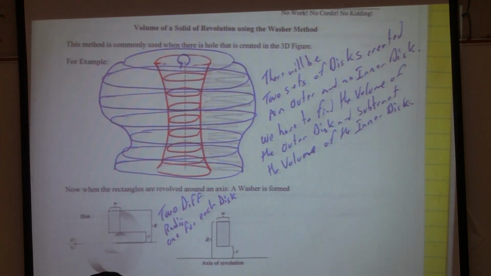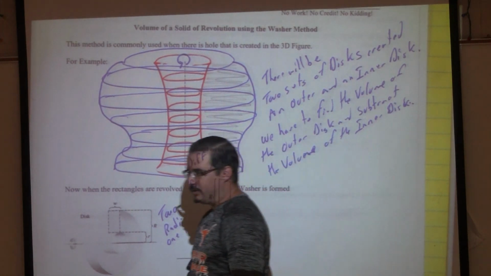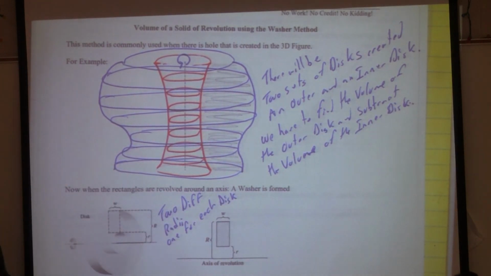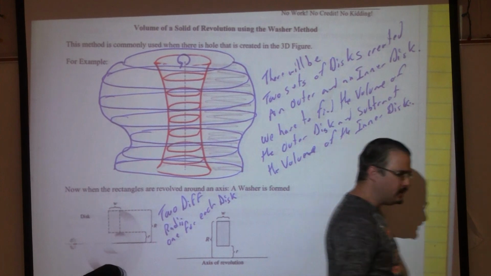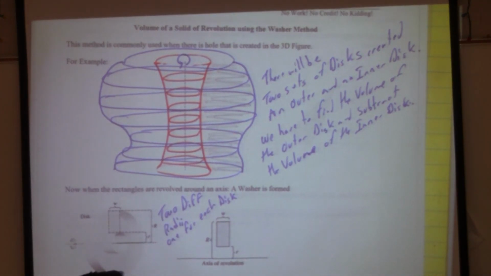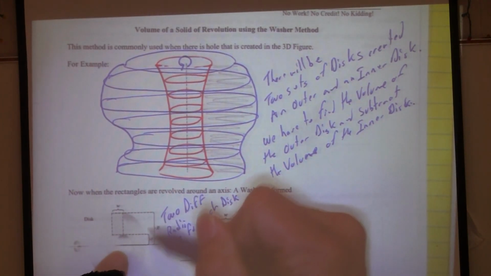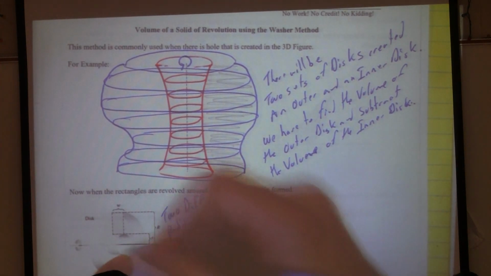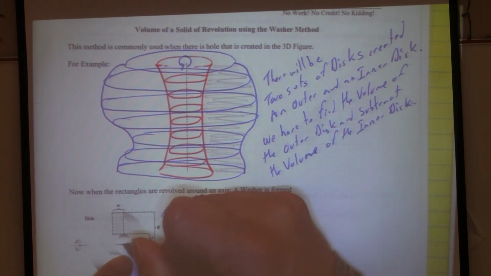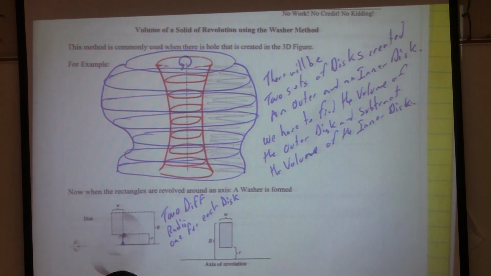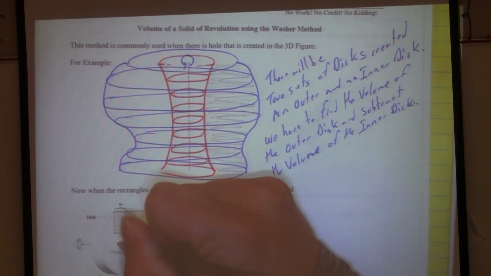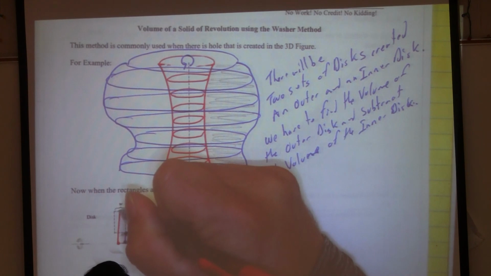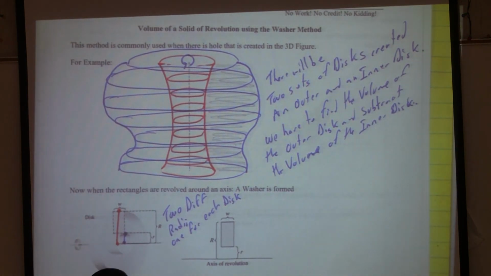Now, how you find that radius will be the same way we found it for the other ones: top minus bottom or right minus left, depending on what we're revolving around. For this one, it's a little bit tricky. The smaller radius is always from the axis of revolution to the closest curve to it. The bigger radius is from the axis of revolution to the curve that is farthest away from it.